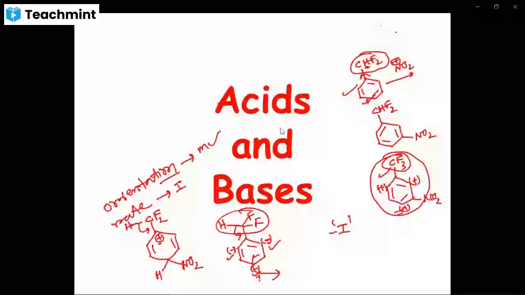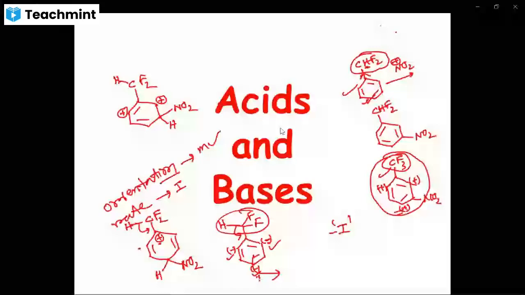But when the attack takes place on the meta position, you will see that the positive charge will either come here or it will come the other way, that is, it can also come here. In both cases, there is no direct effect of this hyperconjugation on these positive centers.